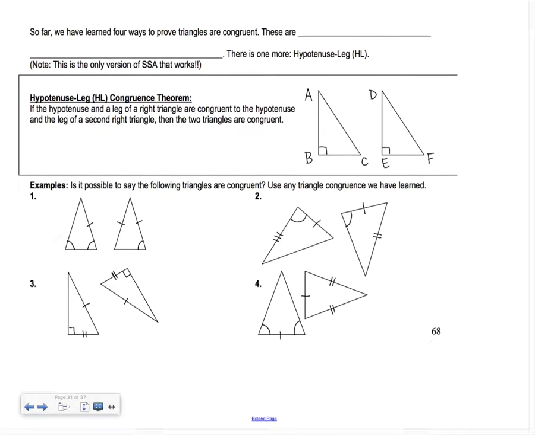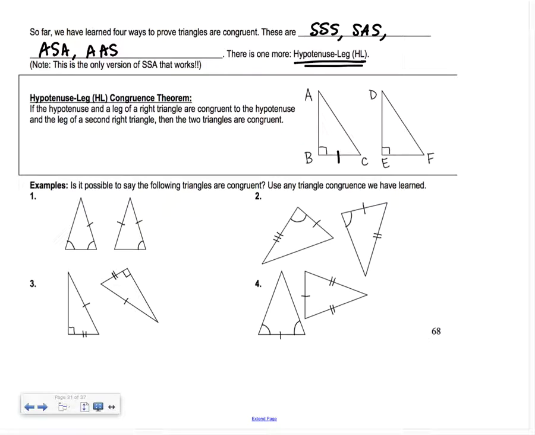Okay, so far we have learned 4 ways to prove triangles are congruent. So, like we talked about, we have side-side-side, side-angle-side, angle-side-angle, and angle-angle-side. So you have to know those. So memorize those different sets of letters. There's one more. The last one is hypotenuse leg.